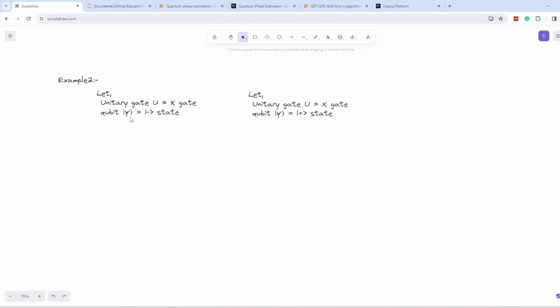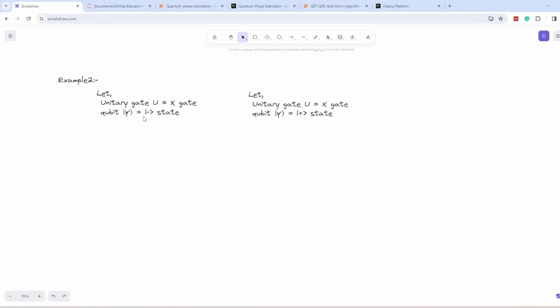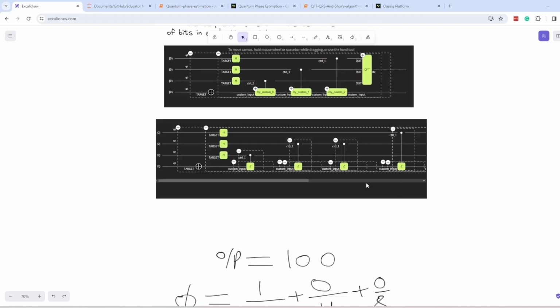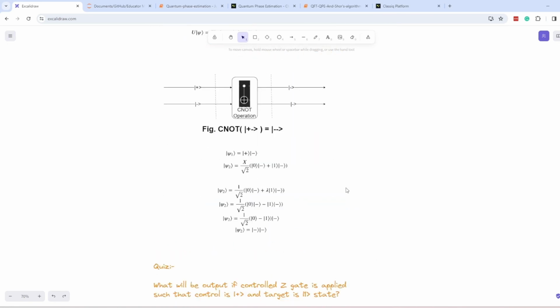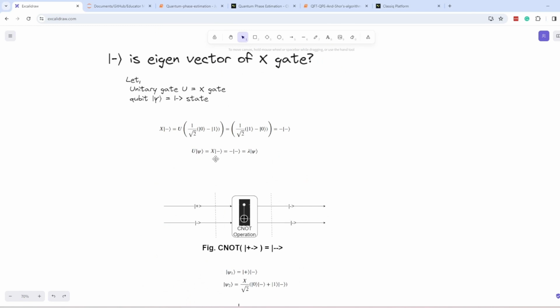So in this one, our unitary gate U is the X gate and psi is in the minus state. Now we know that when the X gate is applied to the minus state, it gives minus of 1. Let me just scroll back to phase kickback. So here we saw that when the X gate is applied to the minus state, it gives an eigenvalue of -1 and the minus state as it is. So lambda here is -1.